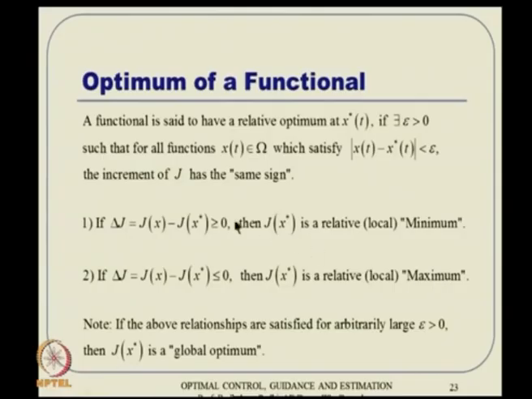So what does it mean? Now you remember that x is not just a value, but it itself is a function. What you are looking for is that the increment of J has to have the same sign as long as x of t lies in the neighborhood of x star of t. And if that neighborhood condition is relaxed, that means epsilon can be arbitrarily large, then you say J of x star is a global optimum value.